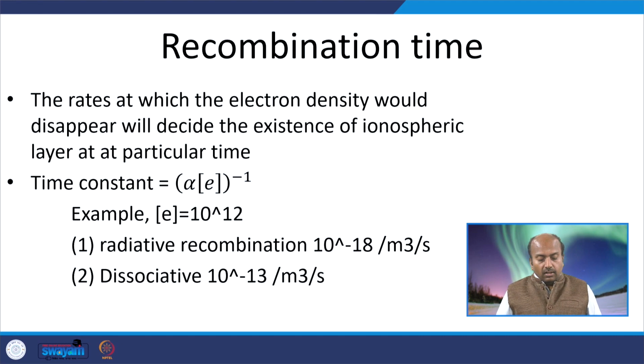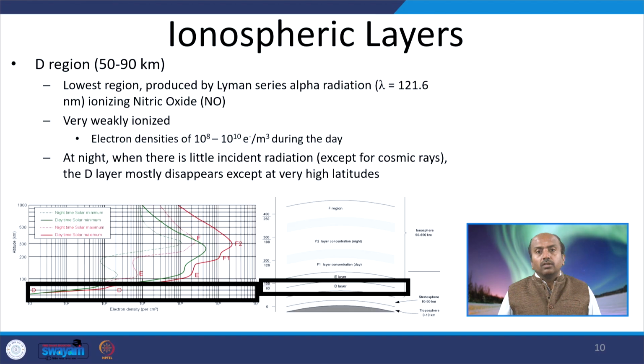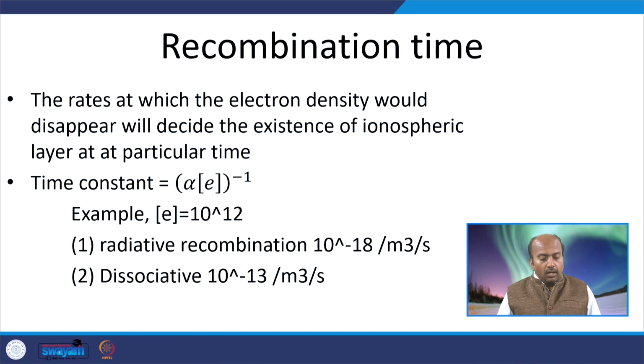So, that is why I say that dissociative recombination is a very fast process and radiative recombination is a very slow process. So, dissociative recombination will happen initially, it will remove all the electrons and an equal number of molecular ions, and then what will remain? The atomic ions will remain and their counterparts. So, that is why ionosphere will not exist in the D region and F1 region in the night time. Only the E region and F2 region will persist throughout the night.